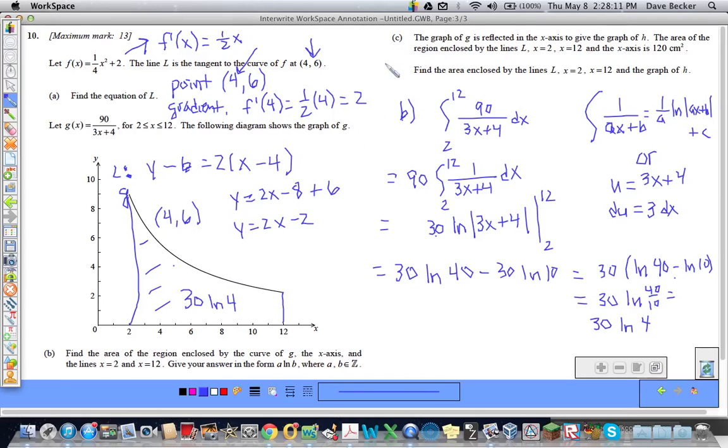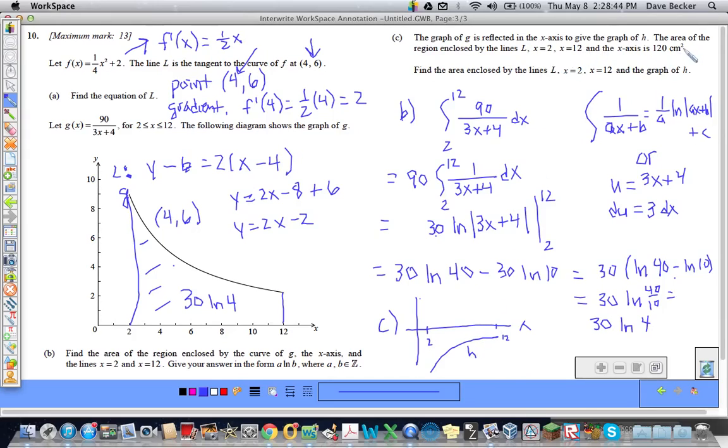And for part C, it's so easy. The graph of G is reflected in the x-axis to give the graph of H. Draw a sketch. Please, just draw a little sketch. Here's x. This is reflected, so it's going to look like this, something like that, right? From 2 to 12. Okay, so we have that. And this is H.